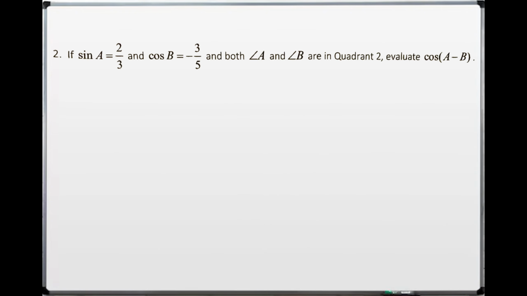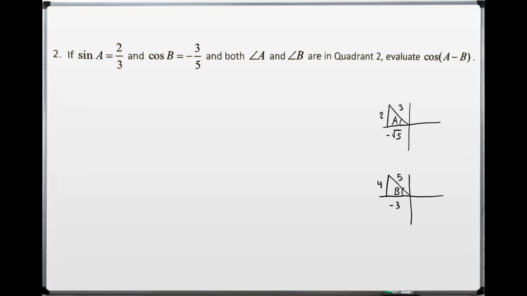So the next question is that if sine A equals 2 over 3 and cosine B equals negative 3 over 5, and both the angles A and B are in quadrant 2, evaluate cosine of A minus B. So the first thing that we can do is to sketch out the angles. The question says that both of them are in quadrant 2, so we sketch them like this.